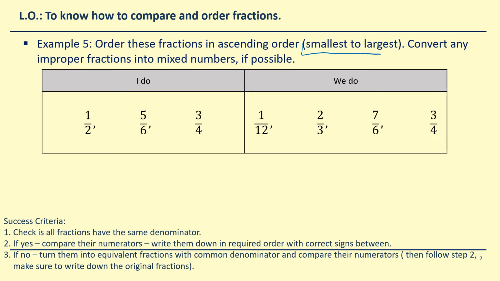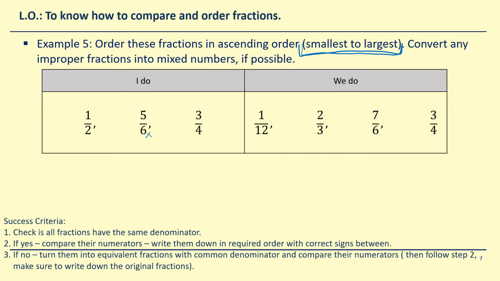Okay, so now we are ordering smallest to largest again. They all have different denominators, so first of all we're going to turn them into fractions over the same denominators. So in here I've got 2, 6, and 4. I'm looking for the lowest common multiple of 6 and 4, which is 12, because any multiple of 4 is a multiple of 2 already. So lowest common multiple of 6 and 4 is 12.